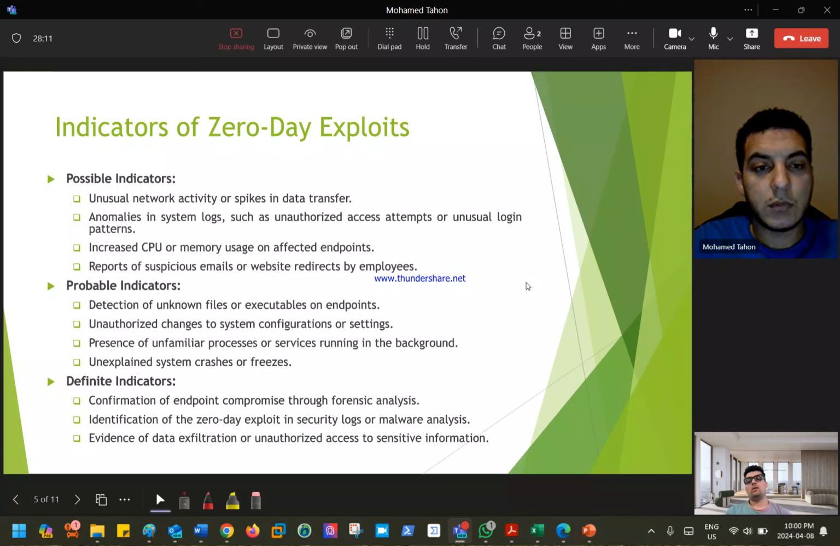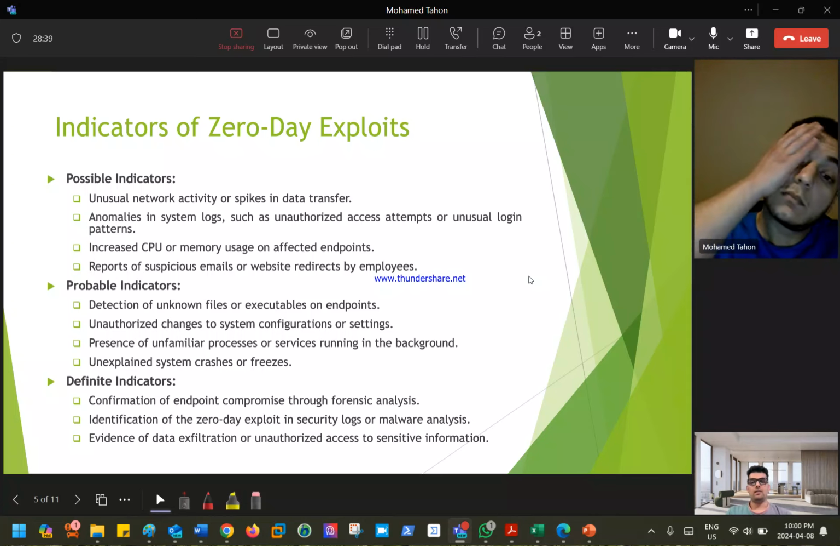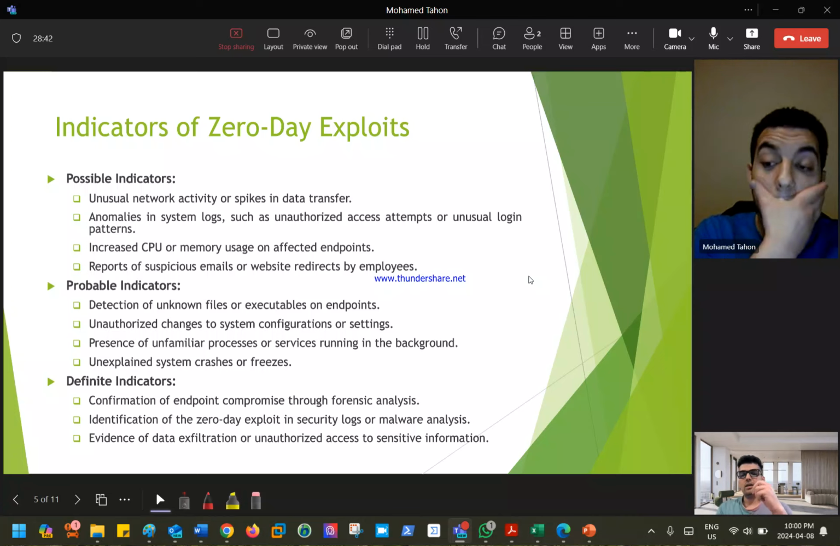So what are the probable indicators? It's the detection of unknown files and executables on the endpoints. Also unauthorized changes in the system configuration and settings can be a probable indicator of this kind of attack. Unfamiliar processes or services running in the background, and also unexpected system crashes and hangs. These indicators show that there might be a probability of a zero-day attack, and there is a time when we will be definitely sure that this is a zero-day attack.